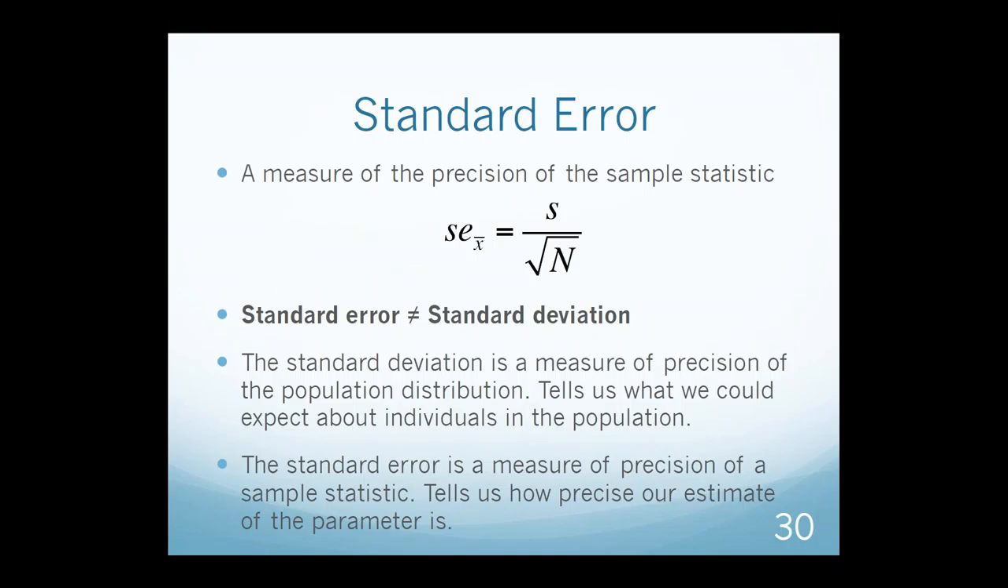So standard error is different than standard deviation, and it's the measure of the precision of the sample statistic. The standard deviation is a measure of the precision of the population distribution. It tells us what we could expect about individuals in the population. And the standard error is a measure of precision of a sample statistic. So it tells us how precise our estimate of the parameter is.